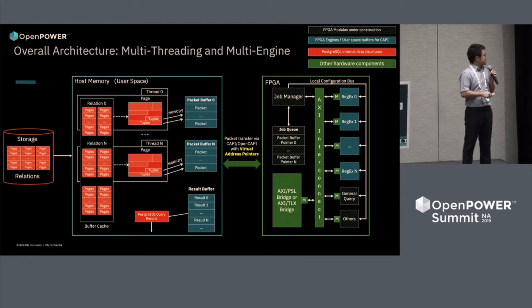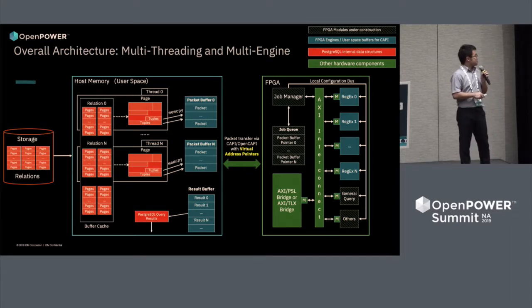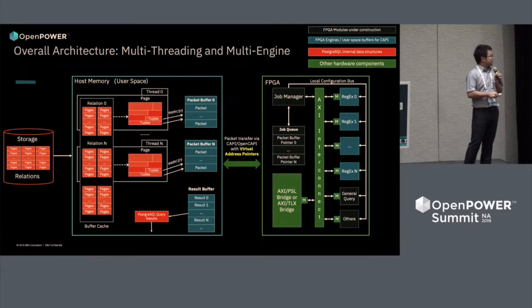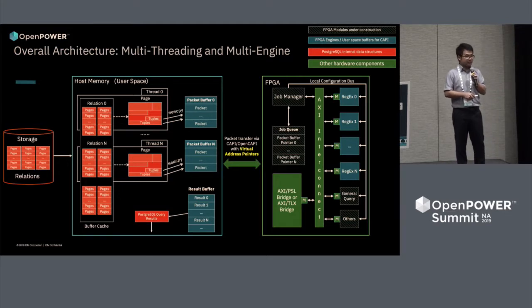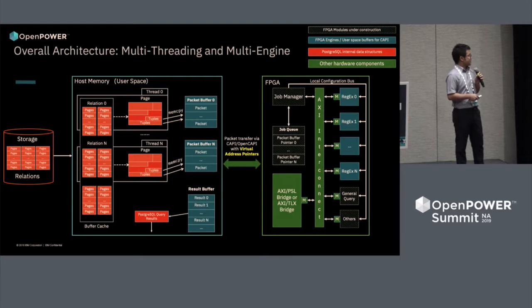Each thread is going to process a part of those pages, and then they will find the columns that will be matched with the regular expression, and copy them into another memory buffer in user space. We call it the packet buffer. Every thread has a packet buffer, and every packet buffer will finally be touched by the regular expression engine on the FPGA via CAPI and OpenCAPI by virtual address pointers. So that is the advantage of CAPI and OpenCAPI.